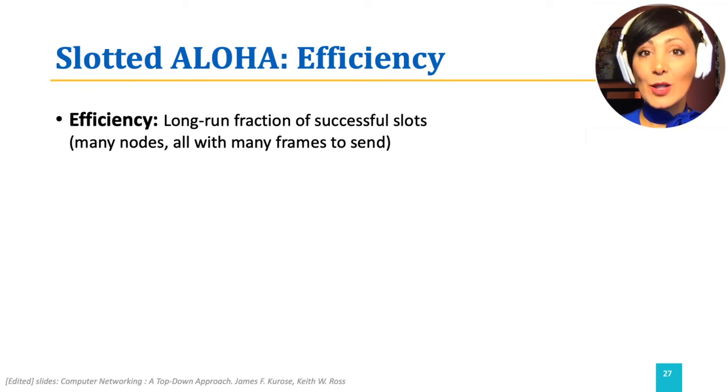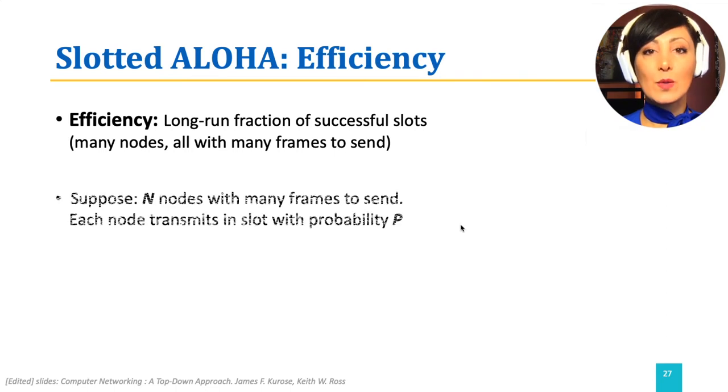Is slotted ALOHA efficient in sharing the link to service users? Let's find out. Suppose we have n nodes, and in our setting, all nodes always have fresh frames to send. Each node transmits in a slot with probability p. We try to find out the maximum efficiency of slotted ALOHA.